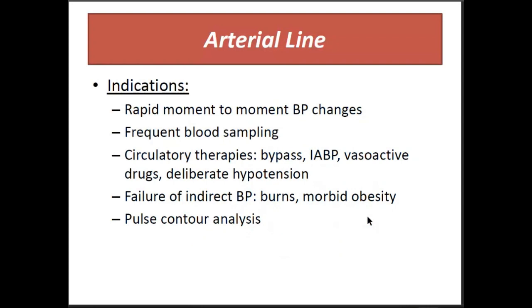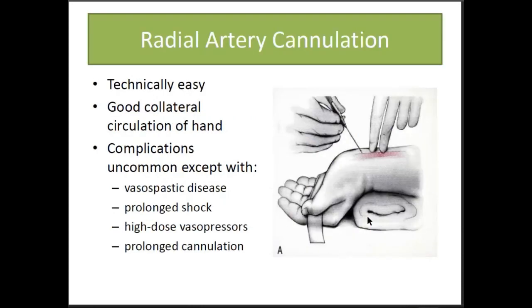Arterial line. Arterial line, what are the indications? The indications in general are when you need to measure blood pressure, when you need continuous blood gas monitoring, when you need to measure the efficacy of your therapy, like bypass and vasoactive drugs. Of course, in long operations we may place it. Also failure of indirect blood pressure, like burns and morbid obesity. In these patients you cannot monitor blood pressure, you cannot put the cuff on. So you need an arterial line to measure blood pressure and pulse contour analysis, which is an important thing.